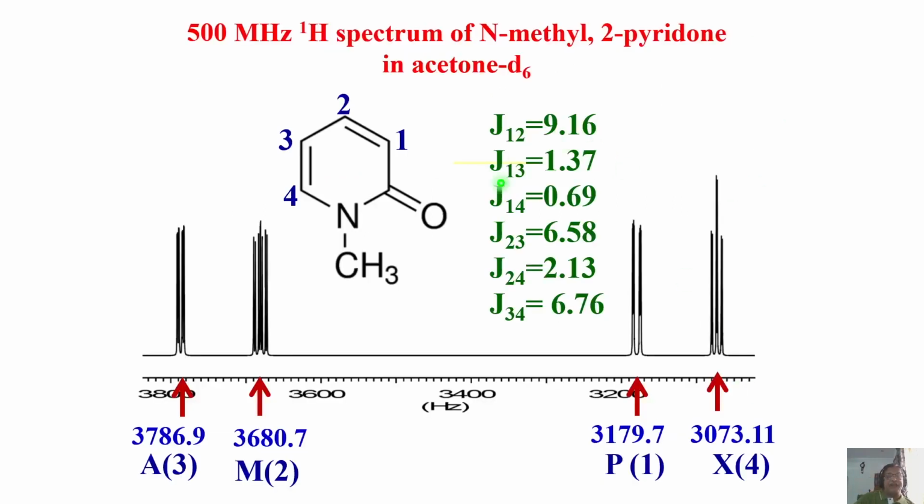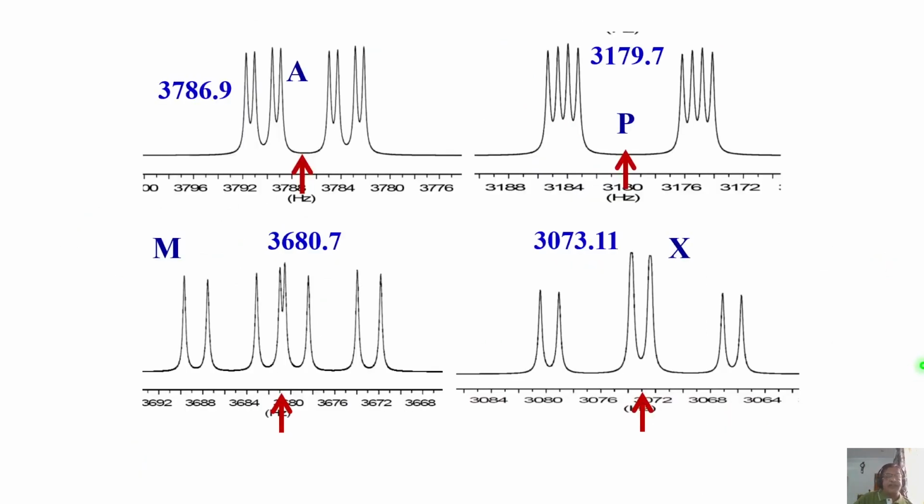And this is an example of N-methyl 2-pyridone in acetone. See, this is the A part, M part, P part, X part, very clearly separated. Intensity anomalies might slightly be there, but easily first order analysis is possible. This is the AMPX case. You see more or less equal intensities here, all of them. And I know the chemical shifts of all of them. I can easily measure the coupling constants.